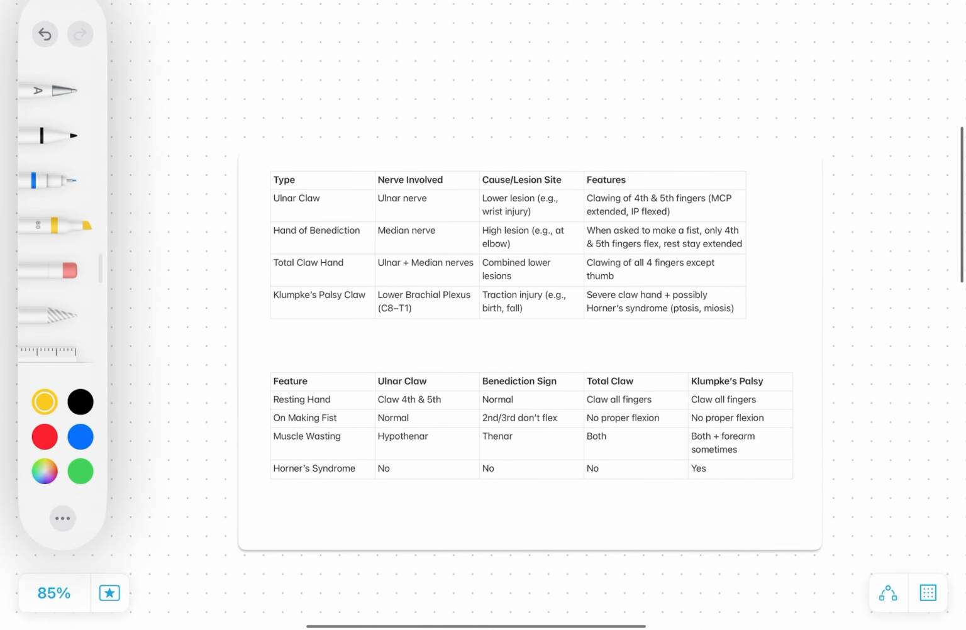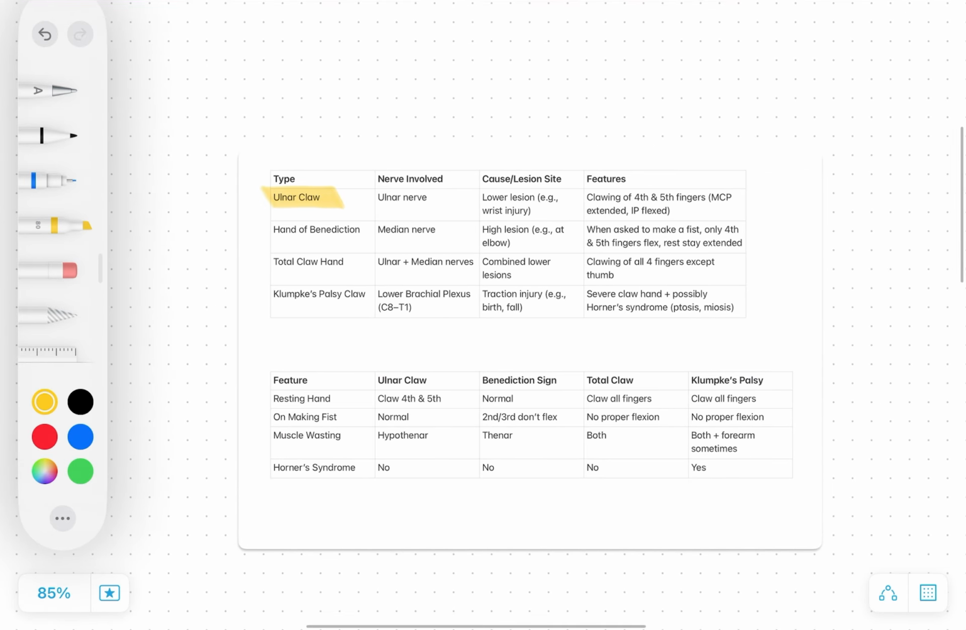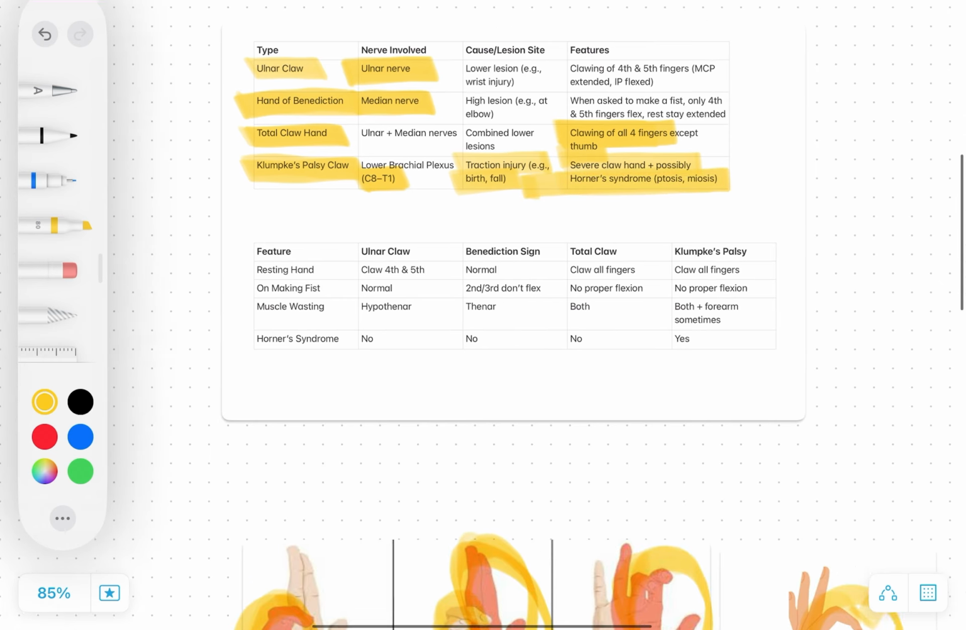So coming to the other claw hands, ulnar claw is seen in ulnar nerve injury. Hand of benediction is seen in median nerve injury. Total claw hand is seen whenever both ulnar and median nerves are injured, combining the clawing of all four fingers except the thumb. Next, Klumpke's palsy. It is seen in lower brachial plexus damage, in traction injury at birth or fall. Here, severe claw hand with possible Horner syndrome is seen.